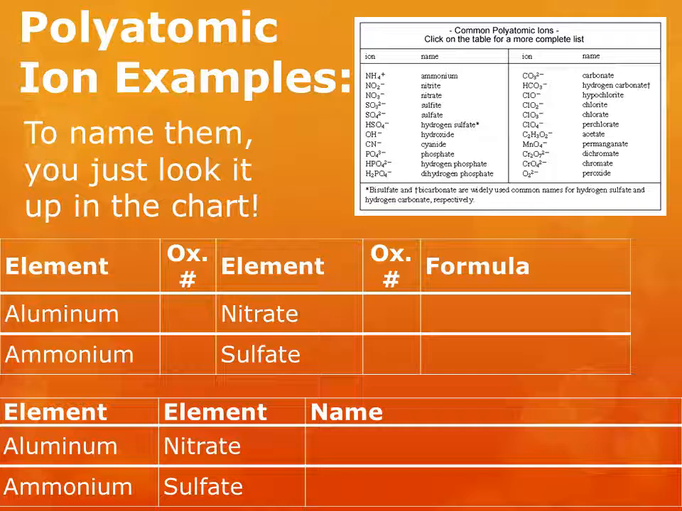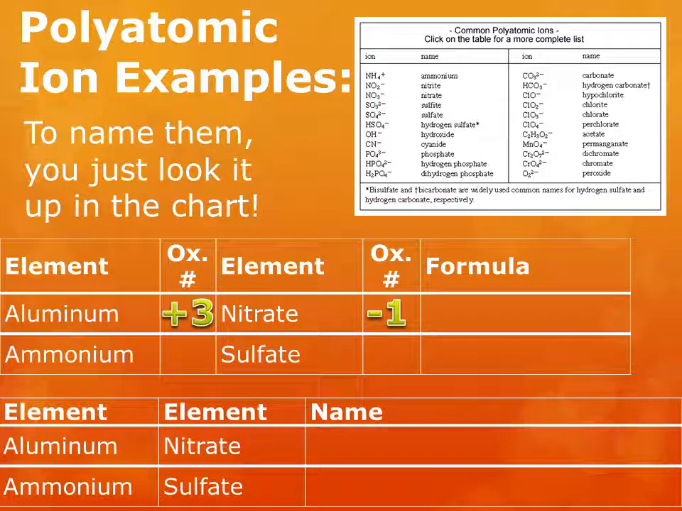So here we have aluminum. So aluminum is just an element, right? I know this because it ends in -um, okay? So aluminum's oxidation number is +3. Nitrate ends in -ate, so that's how I know it's going to be on this polyatomic ion chart. Okay, so I look it up right here. Nitrate is NO3 with a -1 charge, okay?